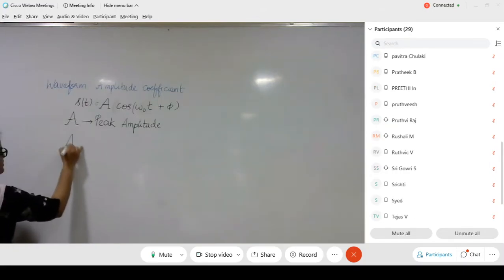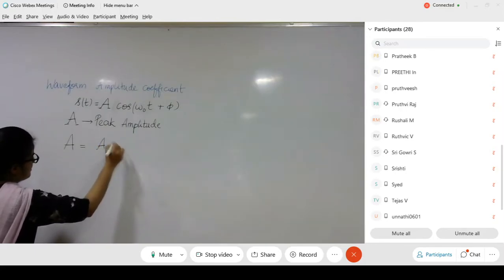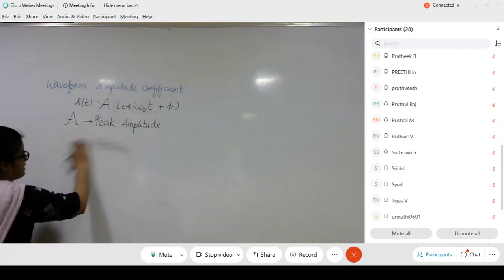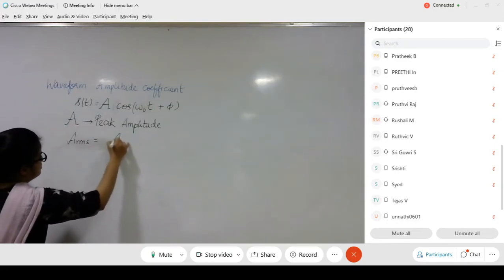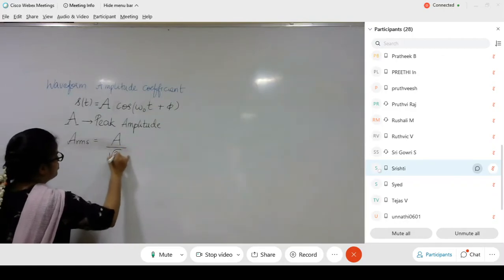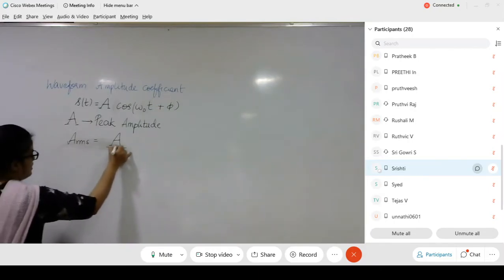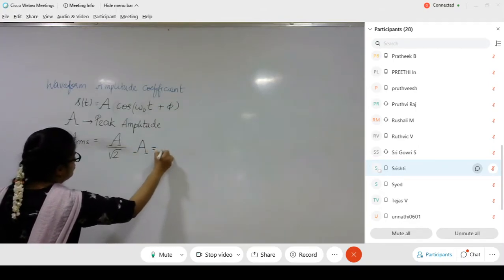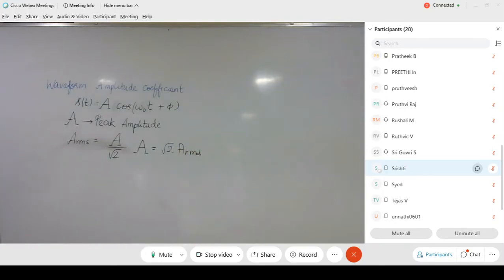The peak amplitude of a sinusoid, how is it related to its RMS value? Can anyone tell me, what is the A RMS value? You tell me that, so that I can write the relation. What is A RMS of a sinusoid? A by root 2, that is peak amplitude by root 2. This is the relation between the RMS value of the sinusoid and its peak amplitude. Therefore, I can write A equal to root 2 into A RMS. Correct? So I can represent it like this.